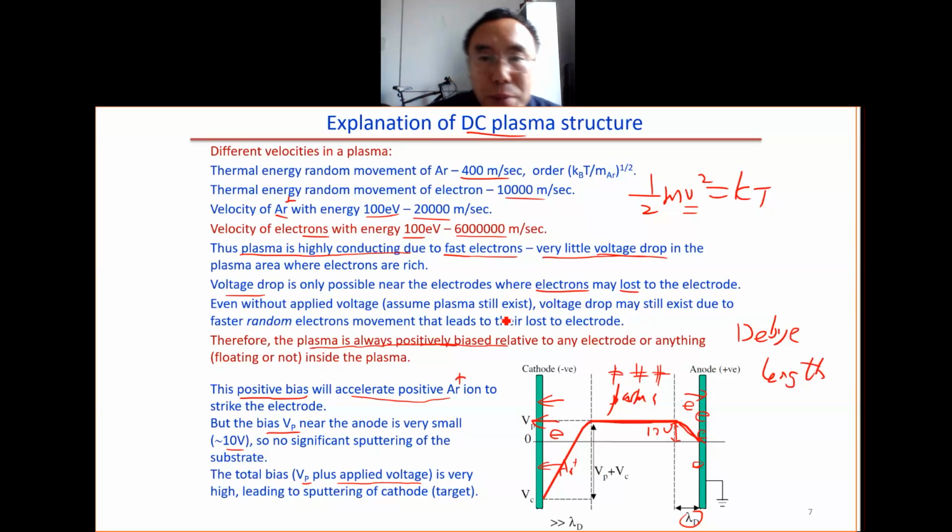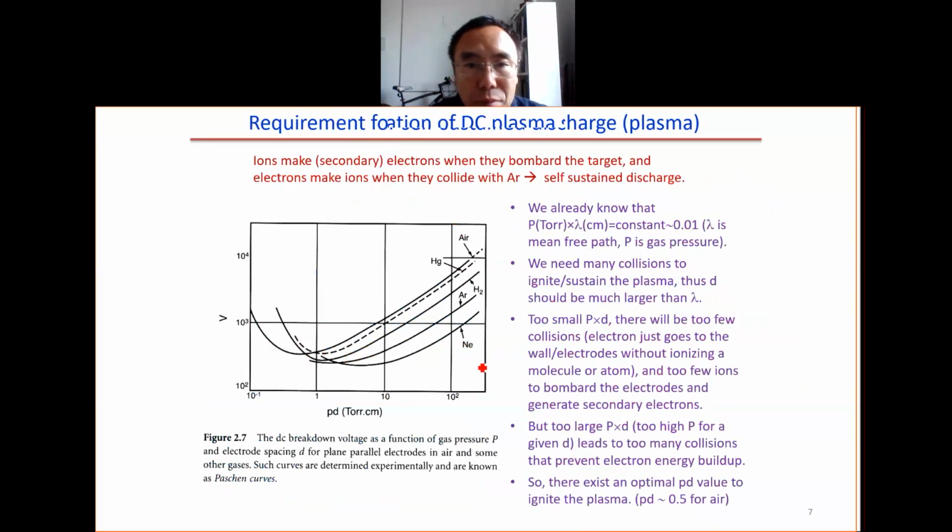This is the basic property of the plasma. So now let's look at how to ignite and sustain the plasma. So how is the plasma sustained? We have the ions. Ions will make secondary electrons when they bombard the target, and the electrons will make ions when they collide with argon. So we have this circling process. This can sustain the discharge.